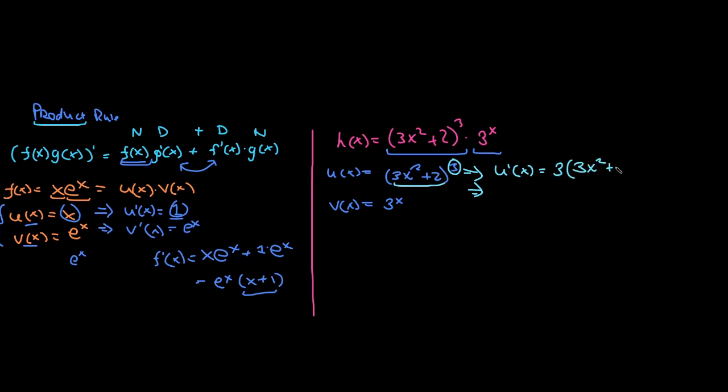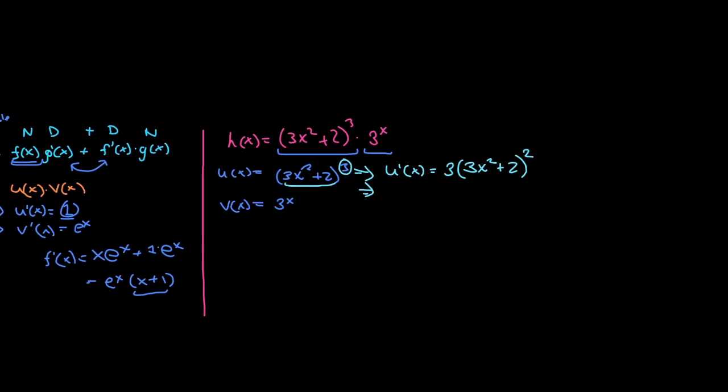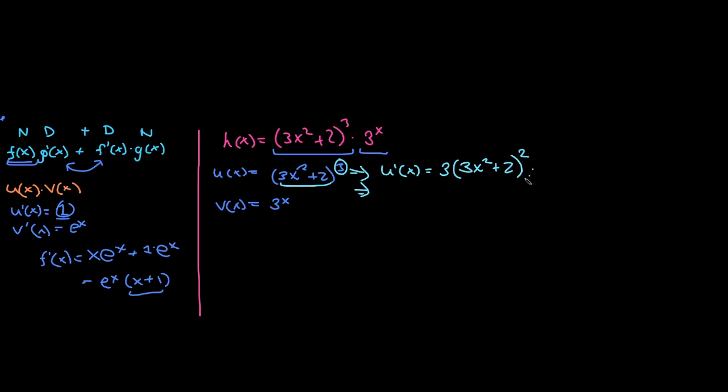3x squared plus 2, squared, and then we have to multiply by the derivative of the inside function. The inside function is 3x squared plus 2, and its derivative is going to be 6x. And then just the derivative of v, that's easy enough, that's the natural log of 3 times 3 to the x.